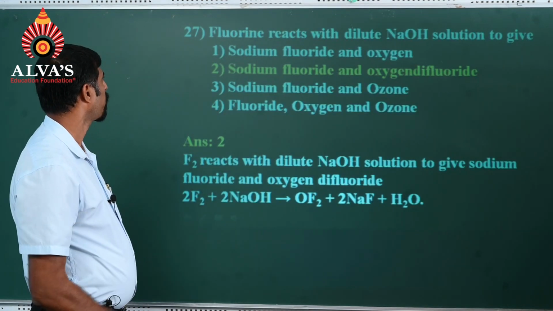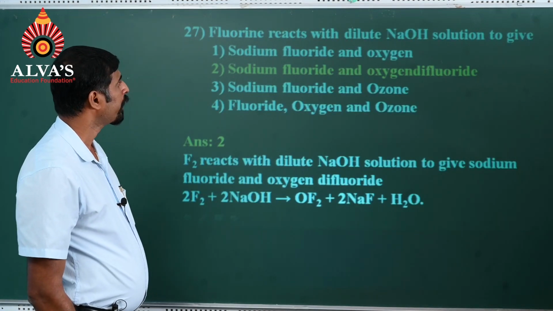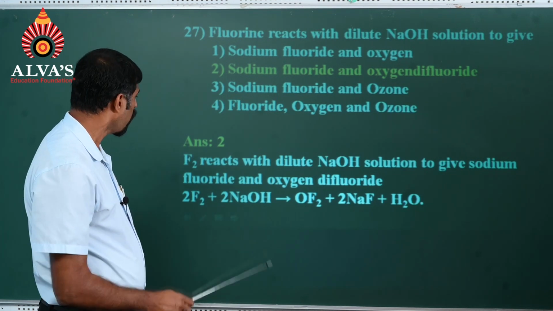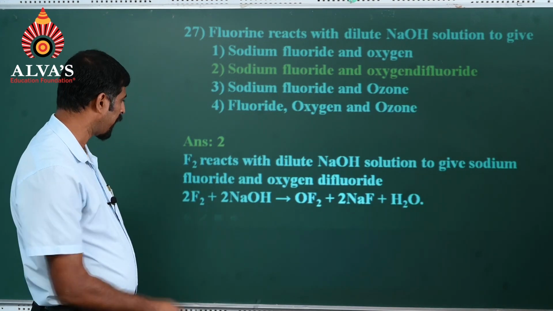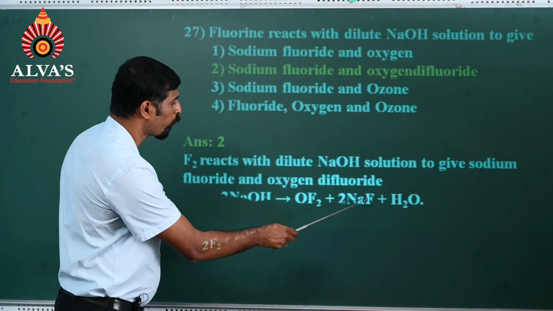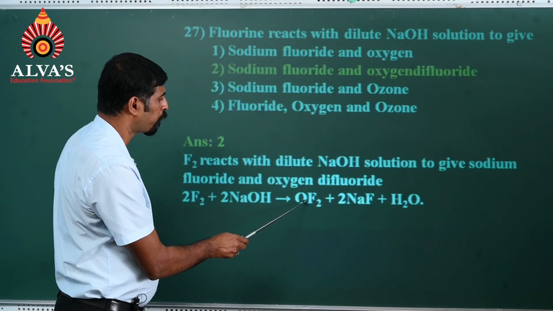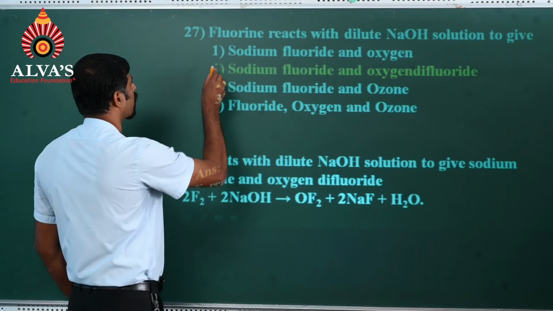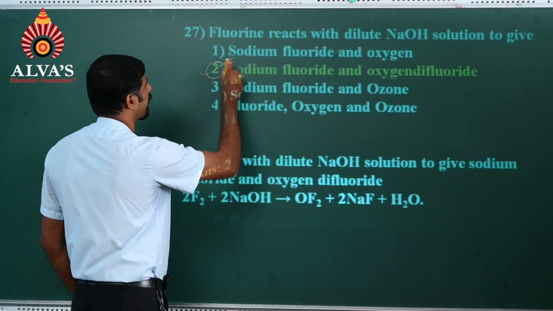Next, move on to question number 27. Fluorine reacts with dilute NaOH solution to give. Now, fluorine reacts with NaOH to give sodium fluoride and OF2. Okay. So, therefore, option second is the right answer.